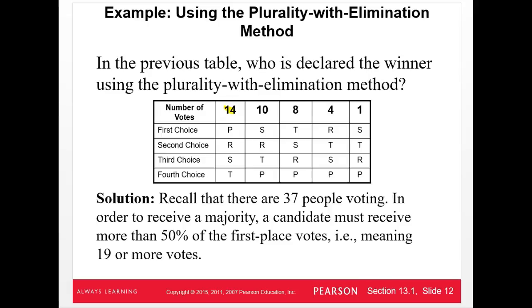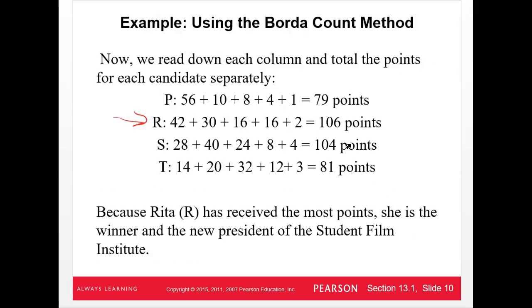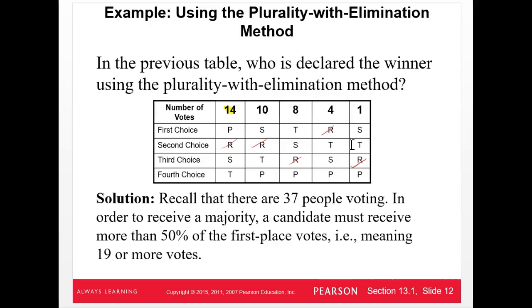Well, if you look at who's got the least first place votes here, who's lowest in first choices, if you go across the top, P's got 14, S has got 10, T's got 8, R's only got 4. So who does that mean is out? That means Rita is out. And Rita was our winner last time. So we've already guaranteed that we're not going to get the same winners we got with the last method.